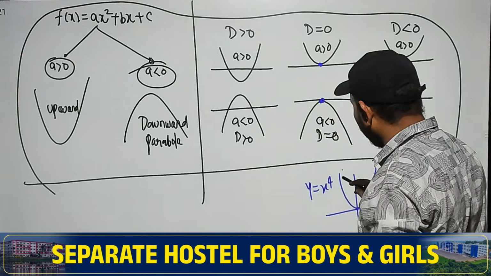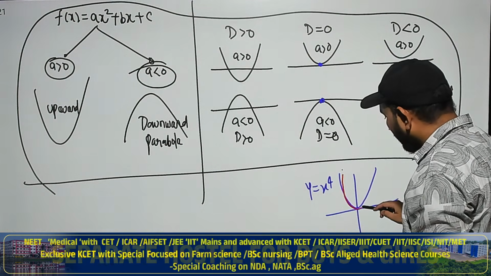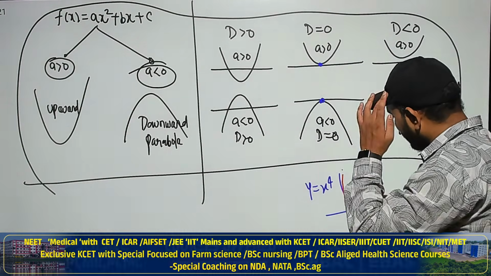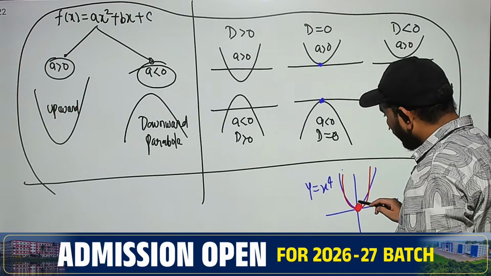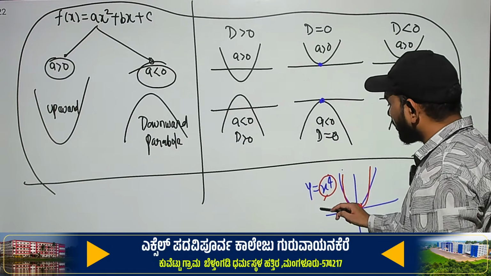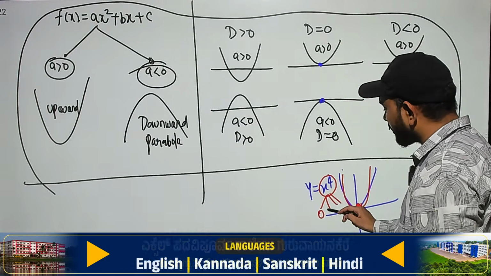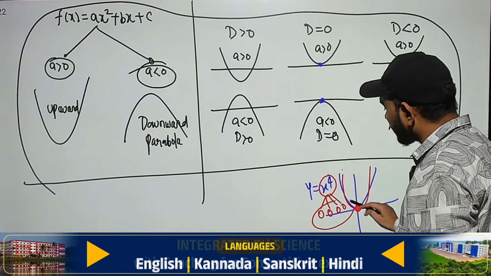Now you don't ask, sir, how you are drawing the graph. Here it is downward side, here upward side. But this is the graph of x power 4, and all 4 roots are 0, touching at this point. So in this case, 4 roots are there, all are 0, 0, 0, 0. All 4 roots are same.